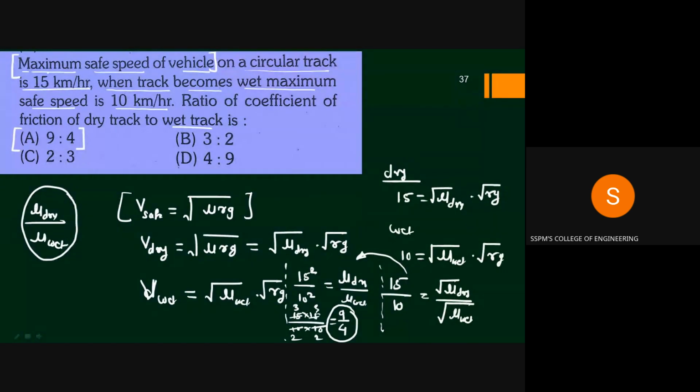So the formula that we have used is for the safe speed of the vehicle on a circular track. So this is the formula square root mu rg. These are some problems on a vehicle moving on a circular track and the banked road.